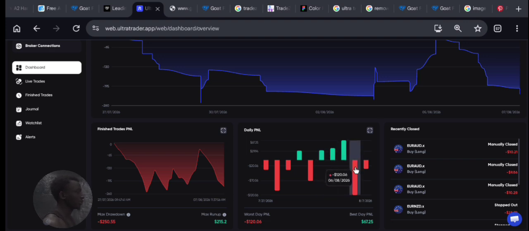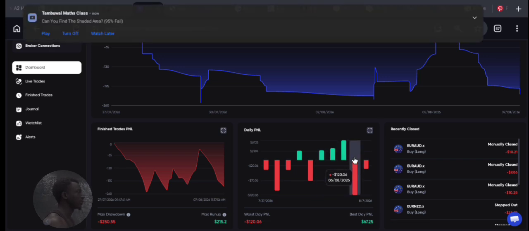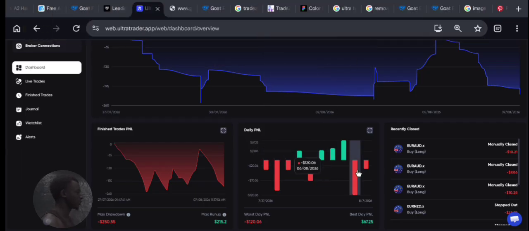Then you can see on the 6th, I was down, red. I was in a strong drawdown of $120, and on the second day, $30. So this whole strong drawdown that cleared out most of my profits was on the 6th and 7th. This is how the daily PNL shows you how much you made each day. It's mostly the stats of each day. Understand the statistics of each day.